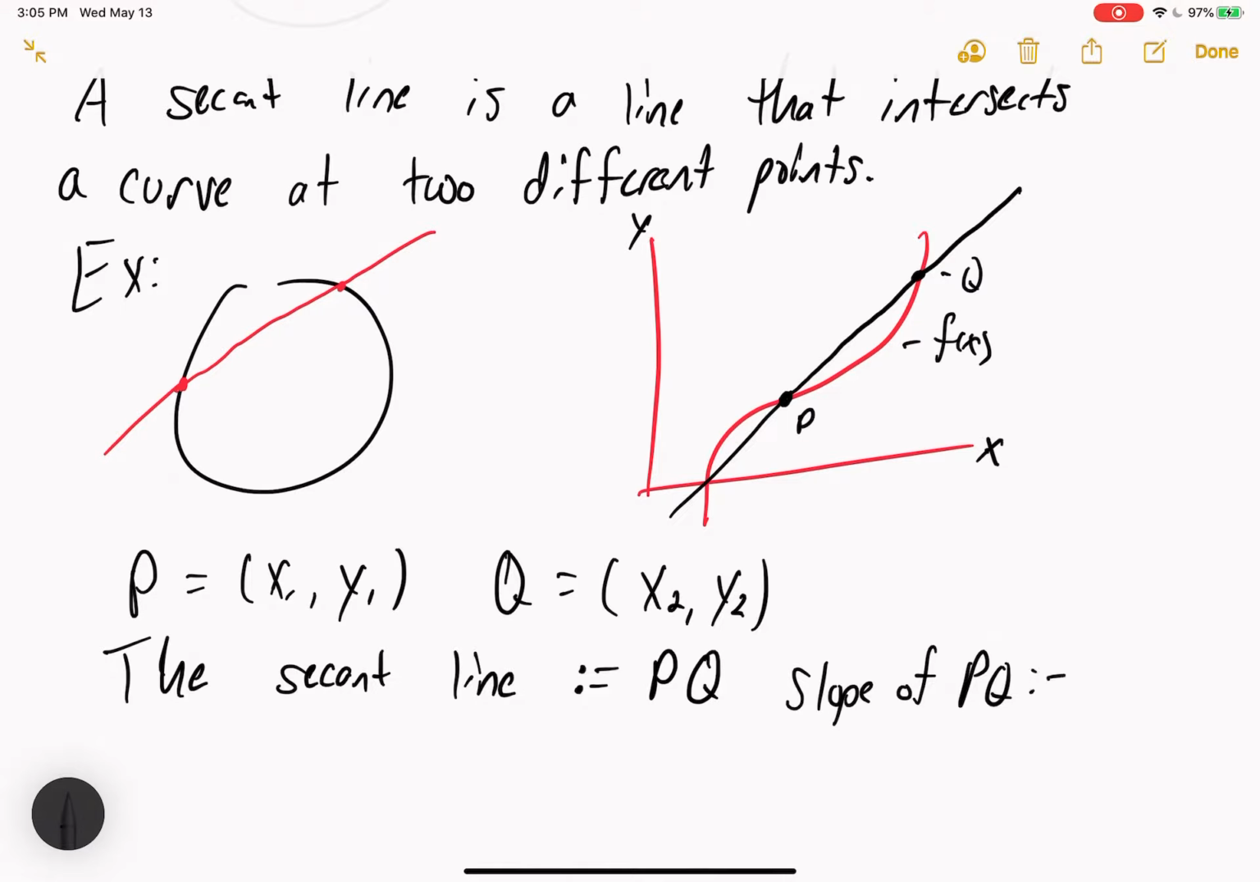which we're going to denote by M_PQ. M is the standard notation we see for slope, and PQ because it depends on that line. We should note that if Q or P change, then M_PQ will also change. And that's why we write the PQ there.